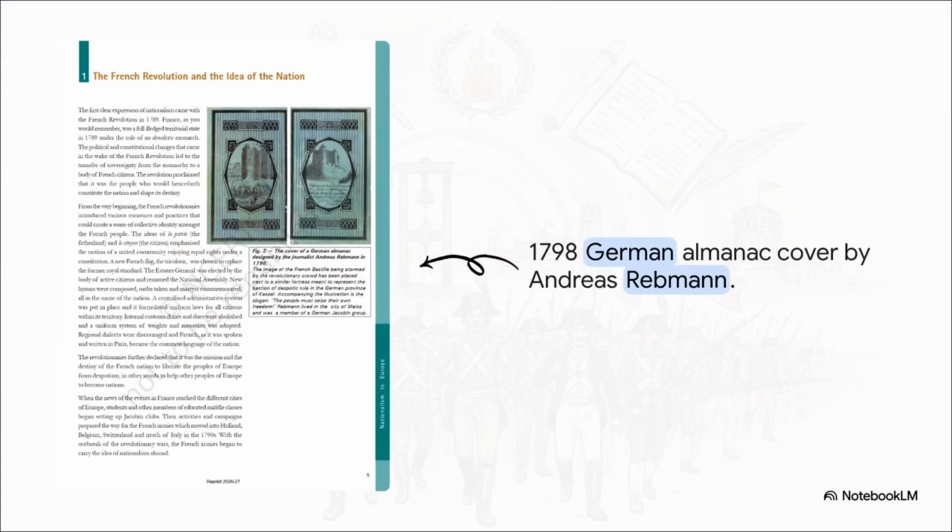This is the cover of a German almanac from 1798, created by a German Jacobin named Andreas Riebaum. Just look at the striking visual parallel he drew here. On the left side, you've got the famous storming of the French Bastille by the revolutionary crowd. And then right next to it, on the right, there's a very similar fortress representing despotic rule in the German province of Kassel. The slogan accompanying it says it all: the people must seize their own freedom. It's a primary source that shows exactly how French ideology was lighting a fire in neighboring lands.